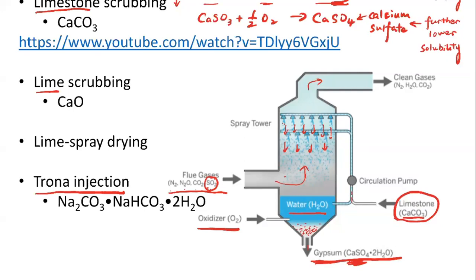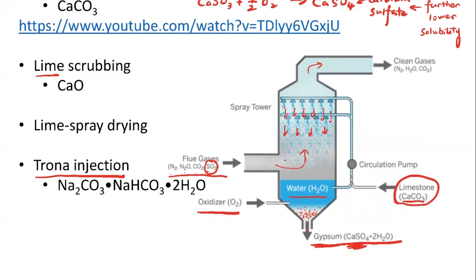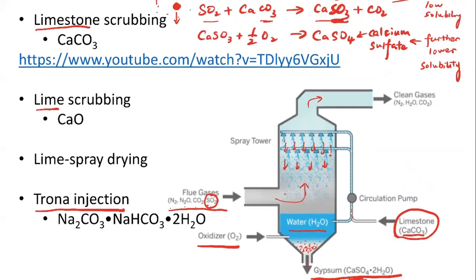So the reason why we want to form gypsum is also because it's a raw material for construction, okay? So in civil engineering, you typically use this gypsum as an ingredient for constructions, okay? So basically from this process, not only do we remove the sulfur dioxide from the flue gas, we also form some valuable products out of it, right? So this is limestone scrubbing.